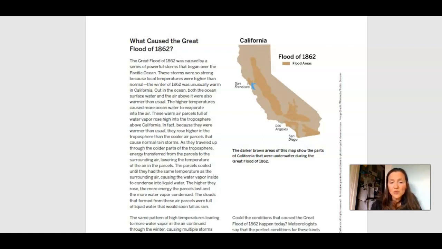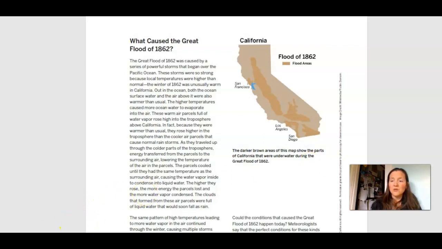The parcels cooled until they had the same temperature as the surrounding air, causing the water vapor inside to condense into liquid water. The higher they rose, the more energy the parcels lost, and the more water vapor condensed. The clouds that formed from these air parcels were full of liquid water that would soon fall as rain.